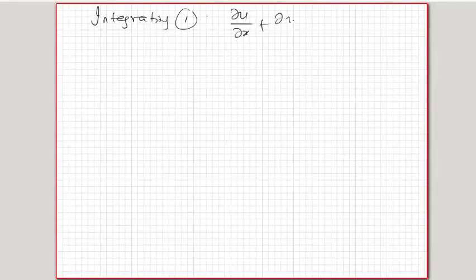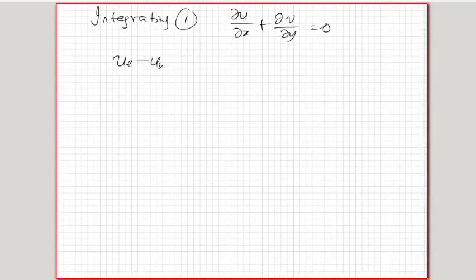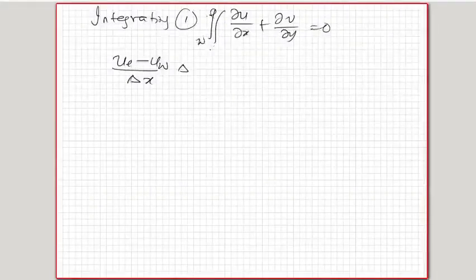Okay, so what do I get? Integrating equation number 1, which is del u by del x plus del v by del y equal to 0, over the same control volume. I'll integrate this. If I integrate from west to east and south to north, dx dy, I'll get ue minus uw divided by delta x into delta y.